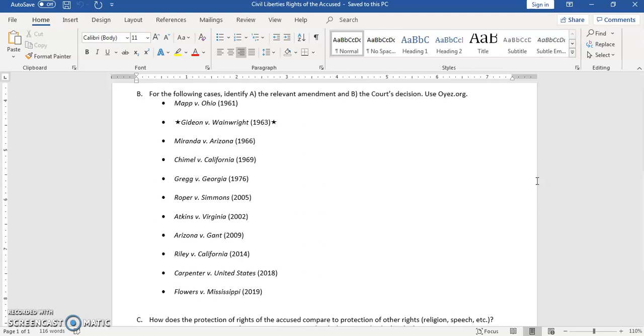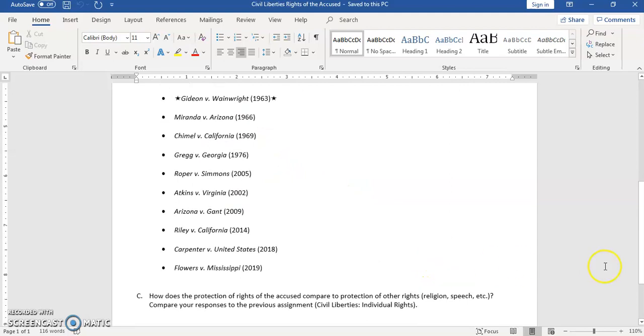Schmerber v. California, Gregg v. Georgia, Roper v. Simmons, Atkins v. Virginia, Arizona v. Gant, Riley v. California, Carpenter v. United States, Flowers v. Mississippi. And some of these cases are pretty recent. They deal with things related to whether or not your car can be searched with or without a warrant, cell phones, access to cell phone data, issues related to capital punishment, like lethal injection, whether or not being executed for a crime is constitutional. Does that violate the Eighth Amendment? There are a number of cases that deal with these issues. And essentially it's asking, how does your protection of rights of the accused compare to protection of other rights?